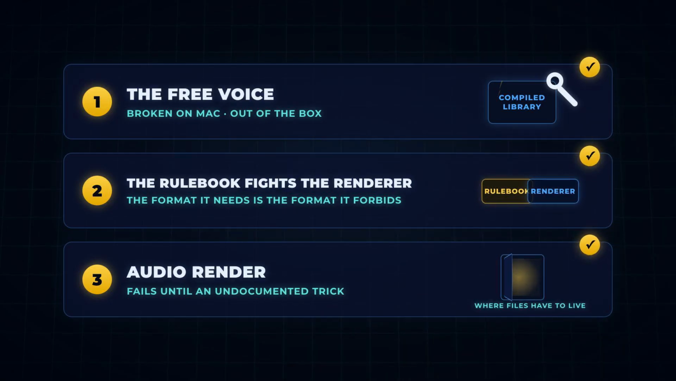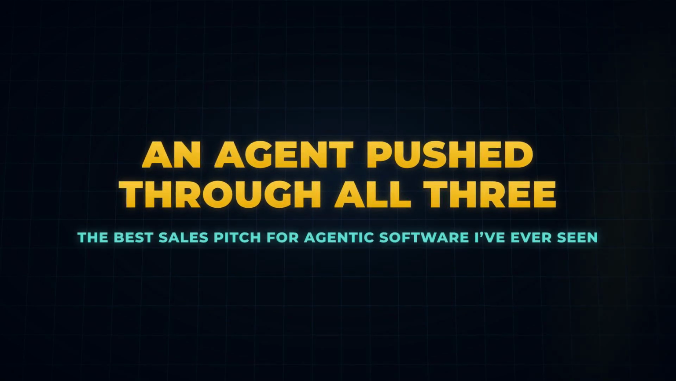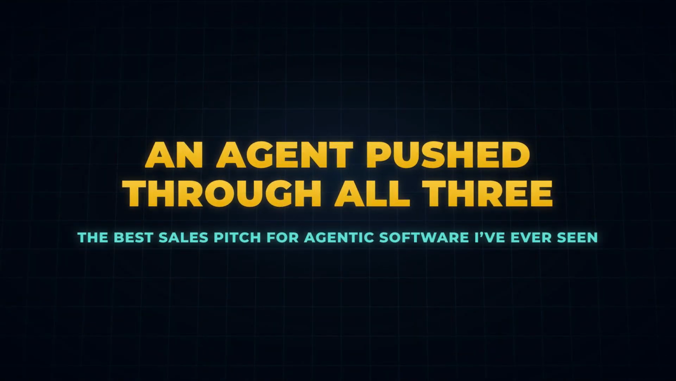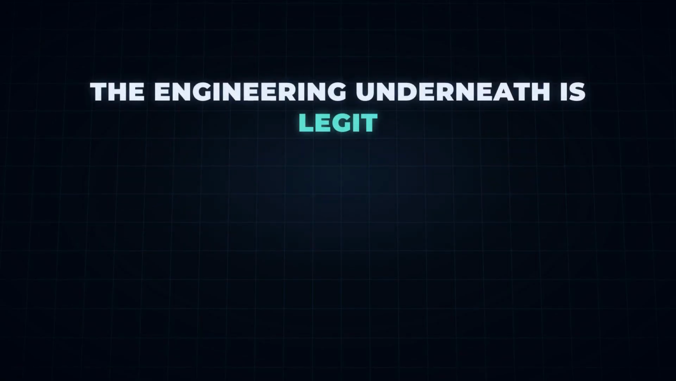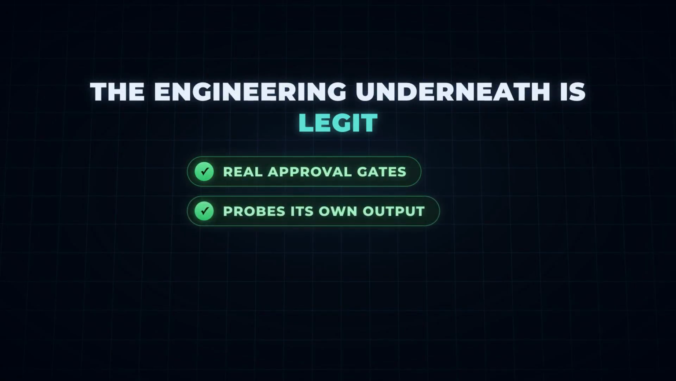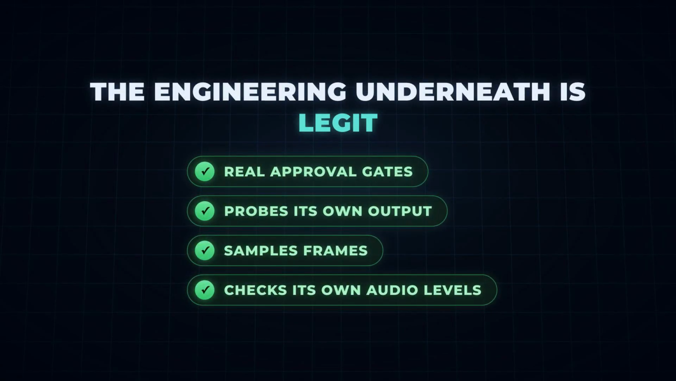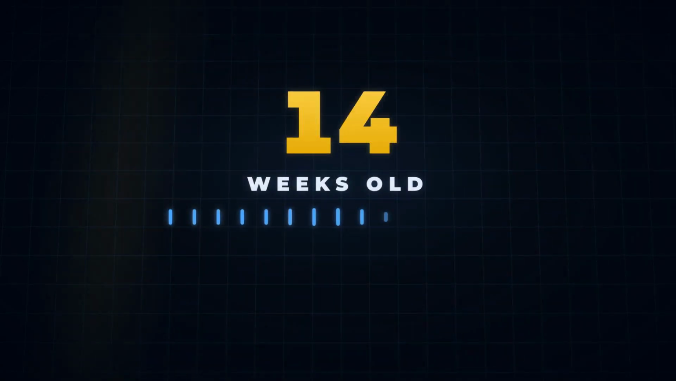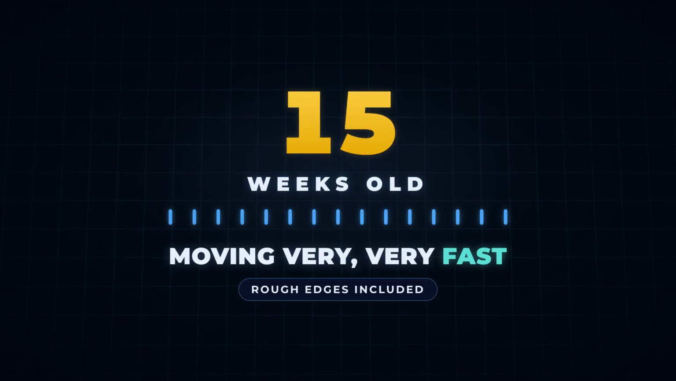None of this is fatal. An AI agent pushes through all 3, which is honestly the best sales pitch for agentic software I've ever seen. And to be fair, the engineering underneath is legit. The approval gates are real, and after rendering, it probes its own output, samples frames, and checks its own audio levels before showing you anything. This is a 15-week-old project moving very, very fast, rough edges included.